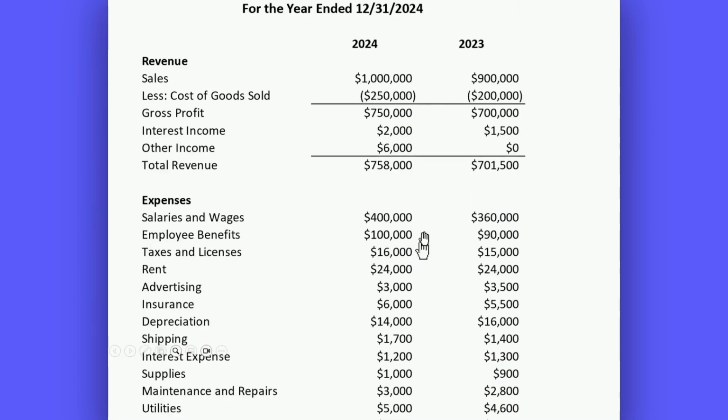You may have noticed that we've got 2 years here, and this is typical. Usually when we are looking at financial statements, we like to be able to compare them to the prior period to have an idea if there's been big changes or what the trends might be. So here you can see we've got 2024 compared to 2023. So that is the income statement or the profit and loss statement.